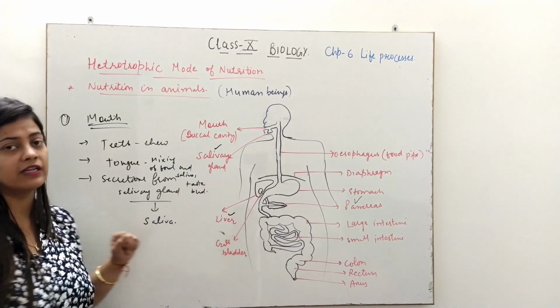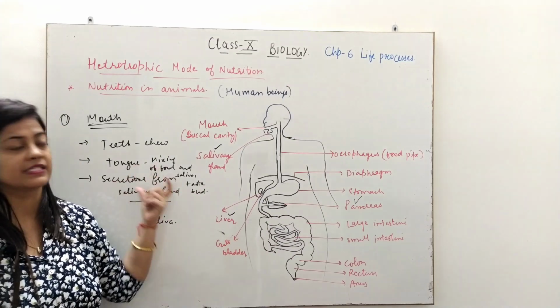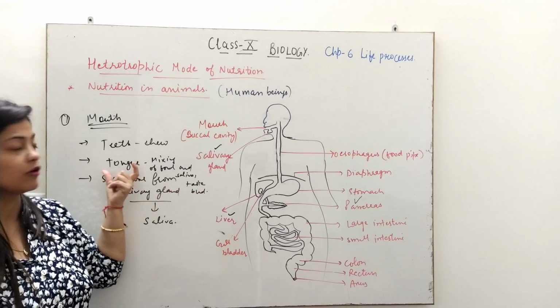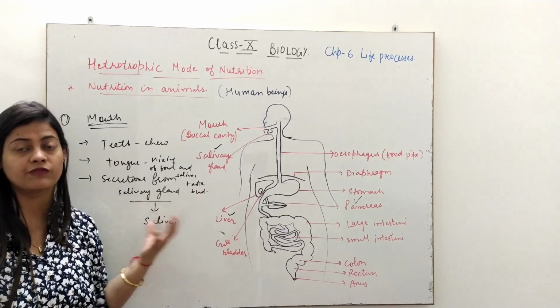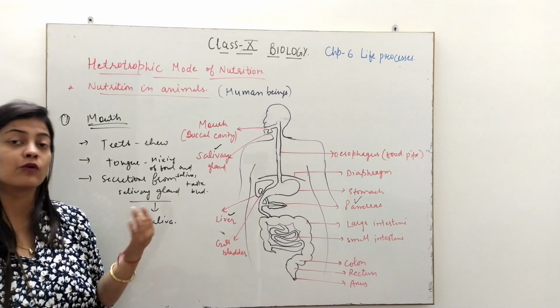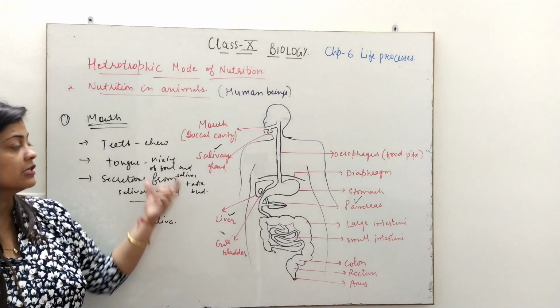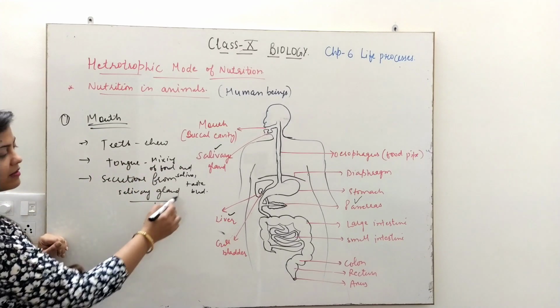Whatever food we eat, we have some taste, and that taste is because of the presence of some specific papillae present on the tongue. So these taste buds present on the tongue help us to find out the taste of the food, either it is sour, spicy, salty or sugary. That will be done by the tongue. Next is the salivary gland.